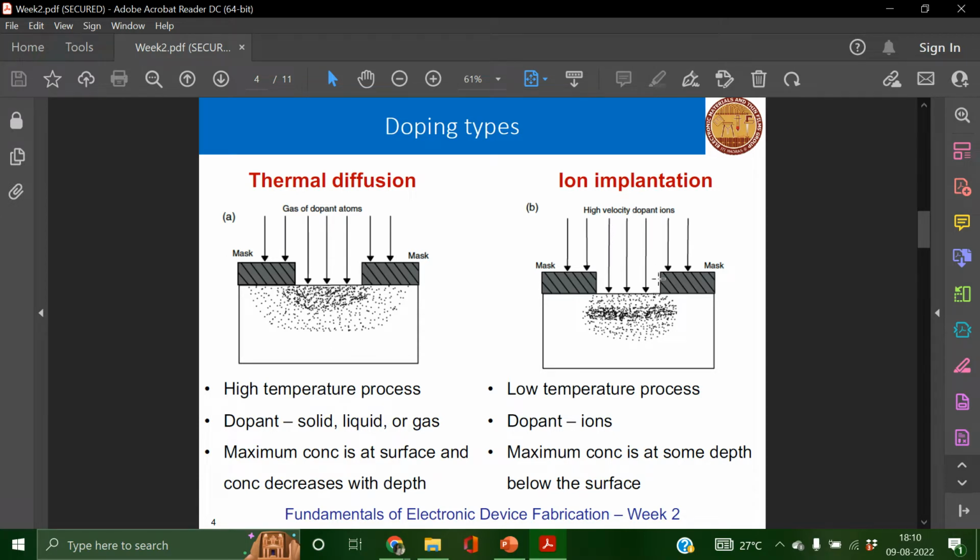Next is ion implantation. Here, the source will be in the form of ions, and these high energy ions will be impinged onto the surface of the substrate, and they will get embedded inside the substrate. So, this is a low temperature process, and therefore maximum concentration is at some depth, that is below the surface, and this particular depth is known as the range.